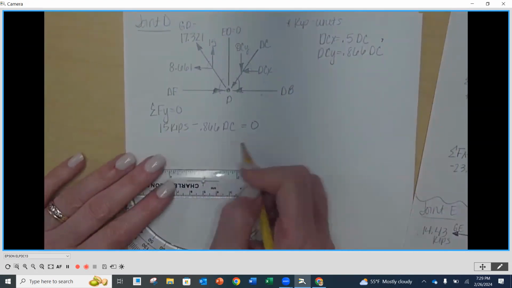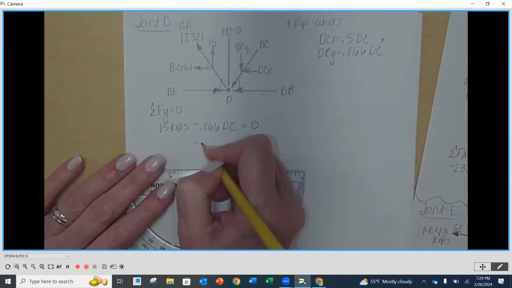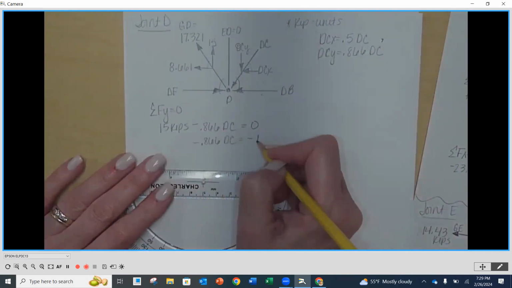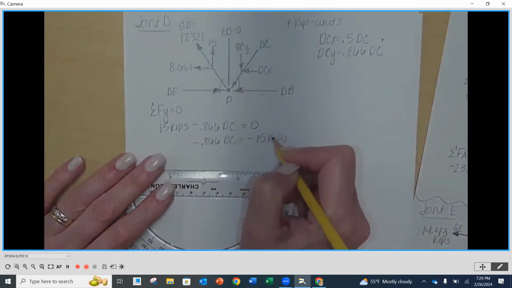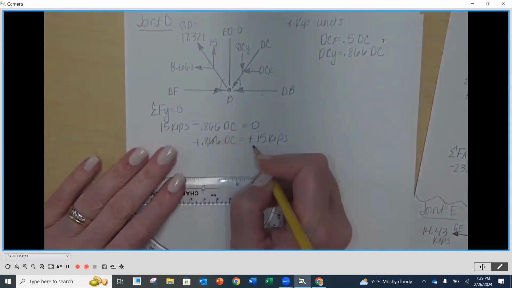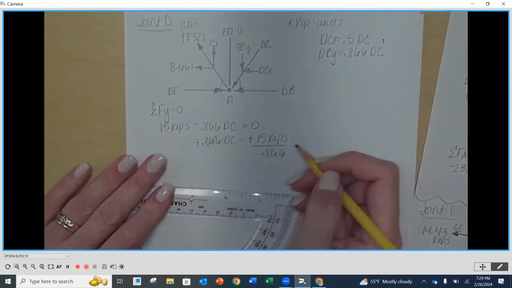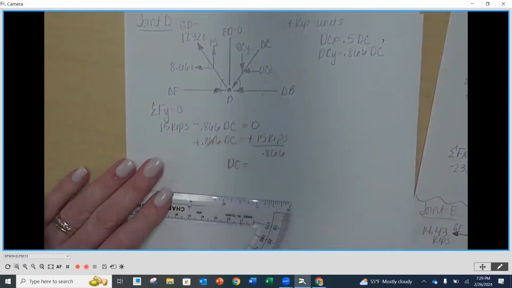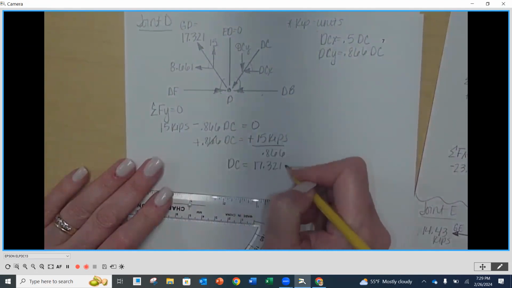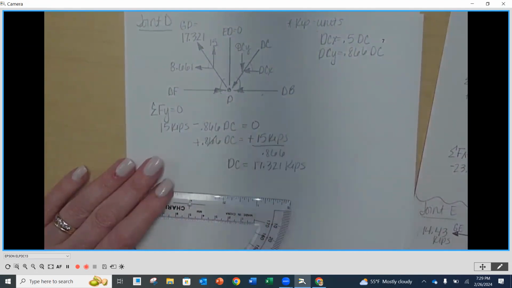So now I can solve for, I can put my 15 on the other side. Negative 0.866 DC is equal to negative 15 kips. They become positive on both sides, which is good. Divide both sides by 0.866. And my DC becomes 17.321 kips.